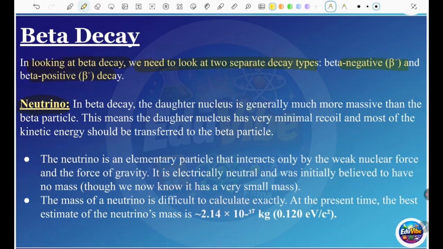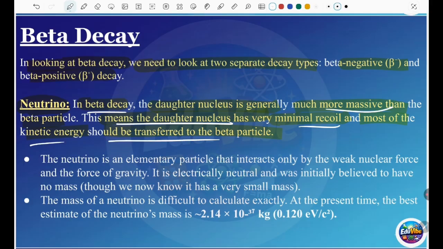So firstly, what is a neutrino? In beta decay, we have something called the neutrino as a product. When you make the equation, we have a neutrino and an antineutrino. In beta decay, the daughter nucleus is generally much more massive than the beta particle. This means the daughter nucleus has very minimal recoil, and most of the kinetic energy is transferred to the beta particle. That's why we're using the neutrino.